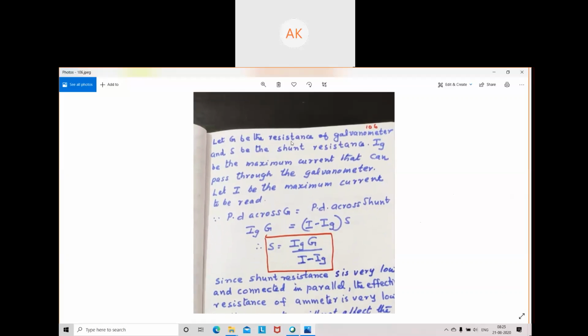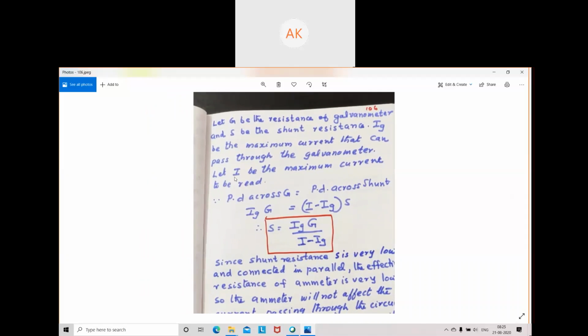Let G be the resistance of the galvanometer and S be the shunt resistance. Ig be the maximum current that can be passed through the galvanometer. Maximum current, Ig, all values are important. Ig means, suppose we connect this galvanometer, converted into an ammeter, in a circuit, Ig is the maximum current flowing through the galvanometer, and I be the current that is to be read. I will show the figure again.